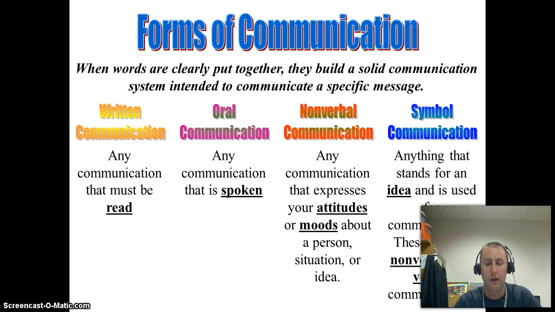Now, of course, symbols are very common in society. So, for example, the American flag is a symbol. The stop lights are a symbol. Red means stop. Green means go. And so these different symbols can be used verbally or non-verbally. A good example might be in coaching.